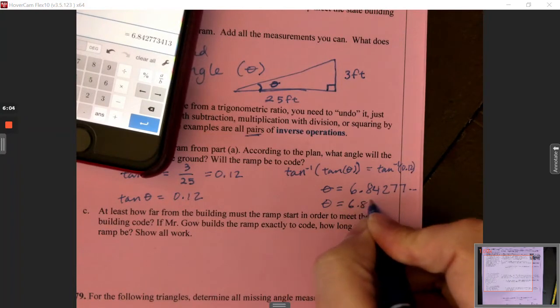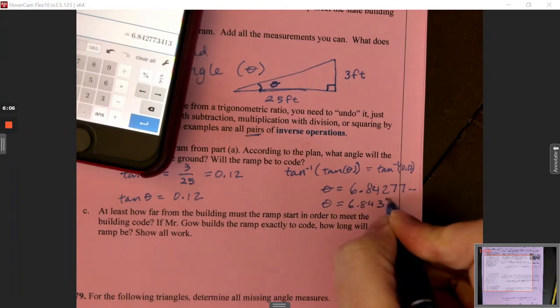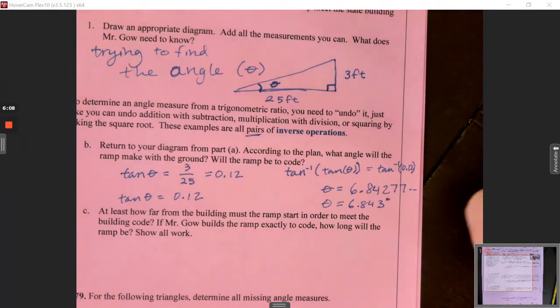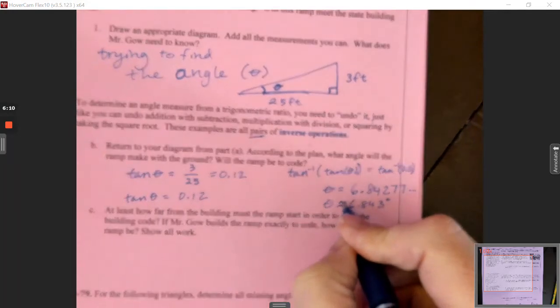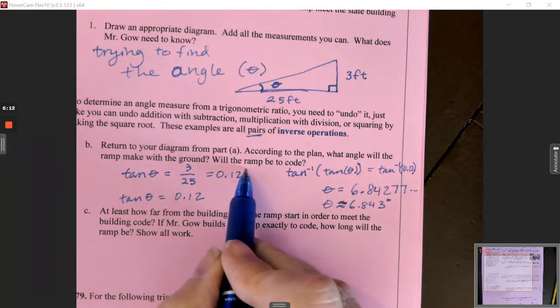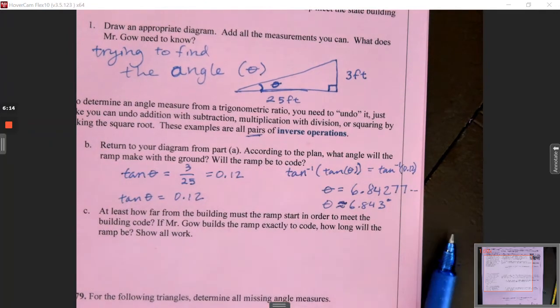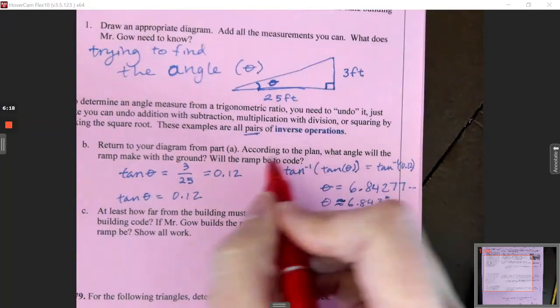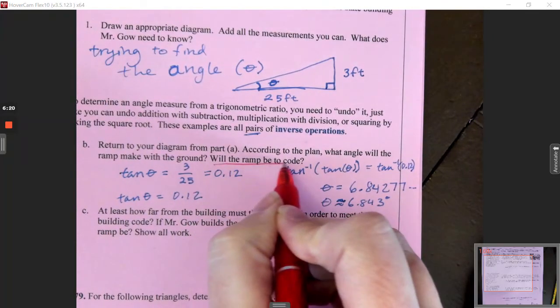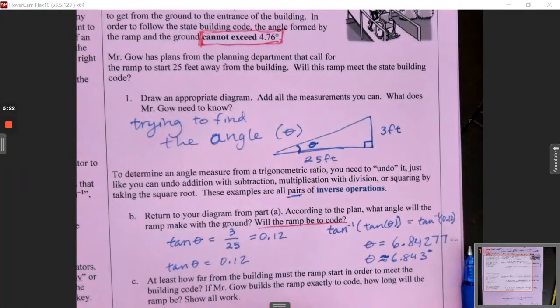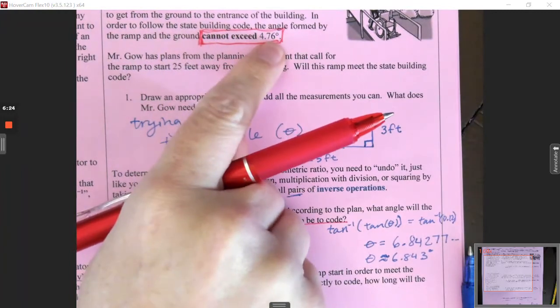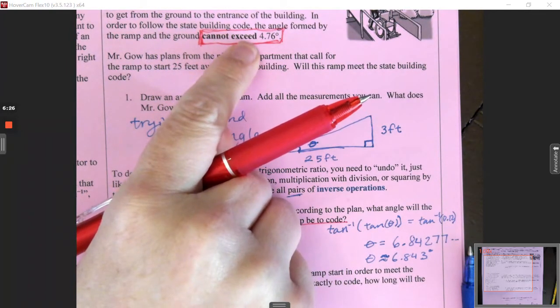So if we go back and we look, it cannot exceed 4.8. What does exceed mean? Exceed means be bigger than. So we cannot exceed 4.8. Are we exceeding that? We absolutely are. Theta is bigger.